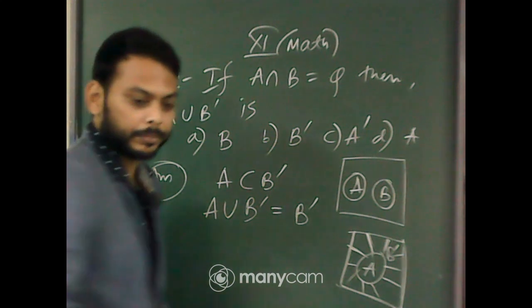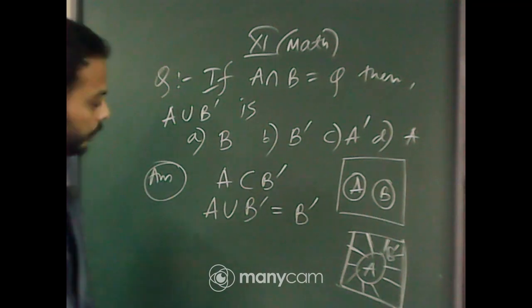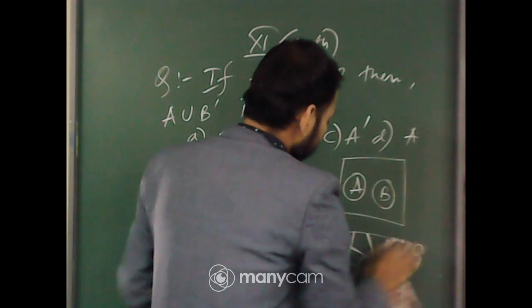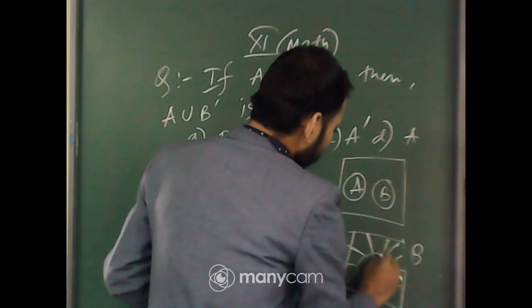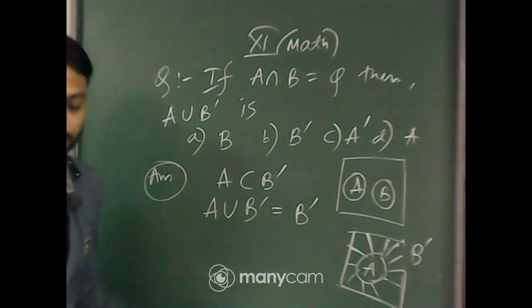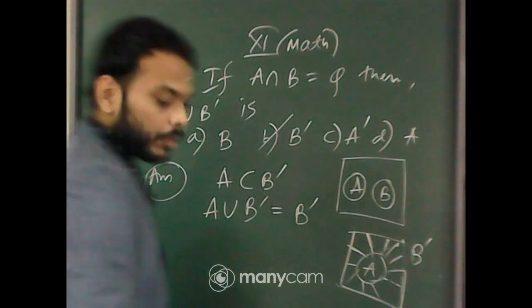Have you got it? What I am saying? This is A and suppose this is the B complement. Now whenever you do the union between A and B complement, you will get B complement. So option B is the correct answer. Any questions or queries regarding this one? Okay, let's move on to the next one.